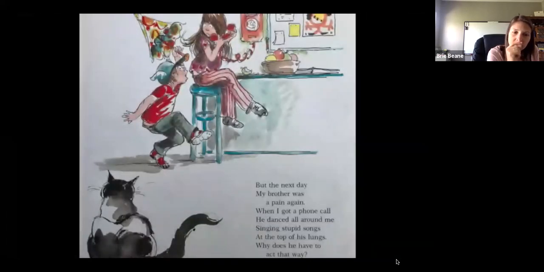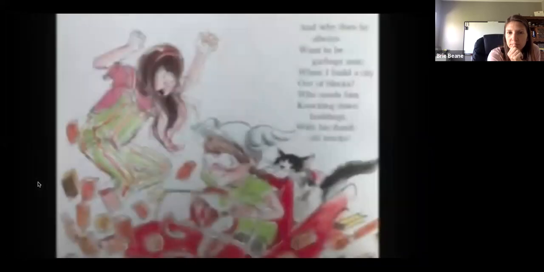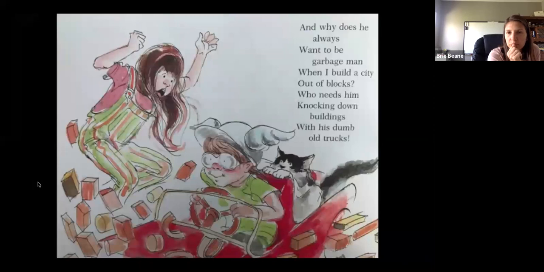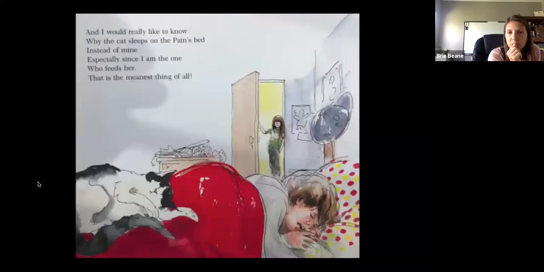But the next day, my brother was a pain again. When I got a phone call, he danced all around me, singing stupid songs at the top of his lungs. Why does he have to act that way? And why does he always want to be garbage man when I build a city out of blocks? Who needs him knocking down buildings with his dumb old trucks? And I would really like to know why the cat sleeps on the Pain's bed instead of mine, especially since I am the one who feeds her.